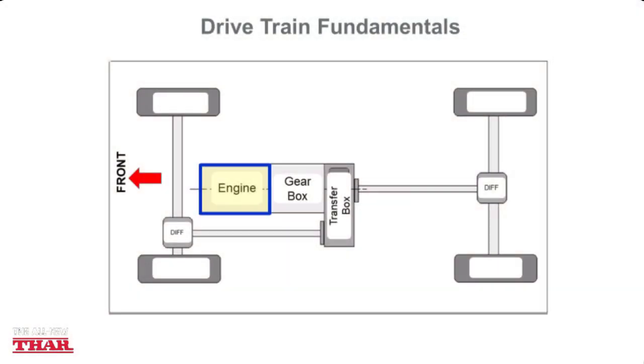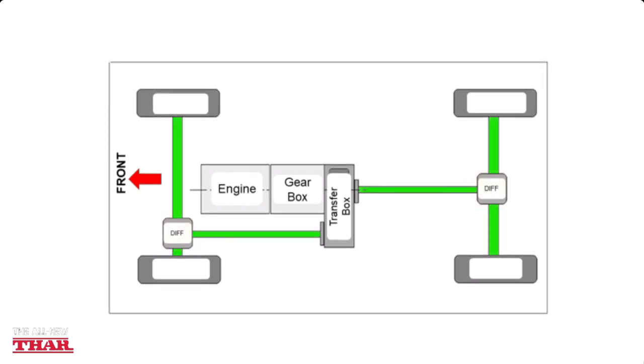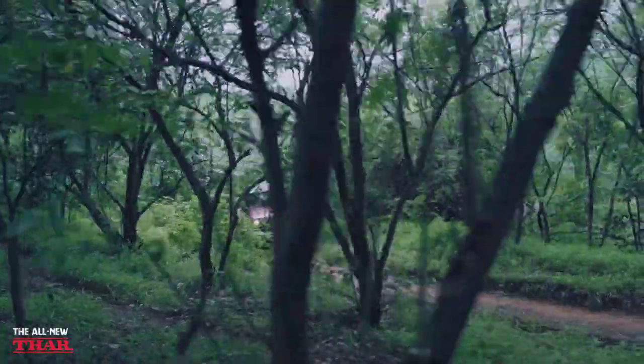Let's start with the fundamentals. Thar's engine produces torque. Well, that's rotational force. This is coupled to a transmission. The transmission's role is to alter the speed and torque. The transfer case is coupled to the transmission. The transfer case's role is to alter and split the torque and send it to the rear and front axles via propeller shafts. The open differential, or diff, then transmits this torque to the wheels via the axles, one on each side of the differential.